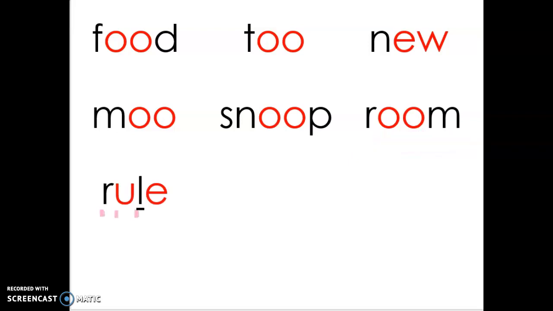Think, say. Snoop. Think, say. Room. Think. The U and the L make our ooh sound. Spoon card. Ooh. The word is rule.